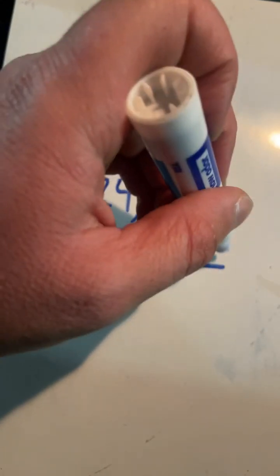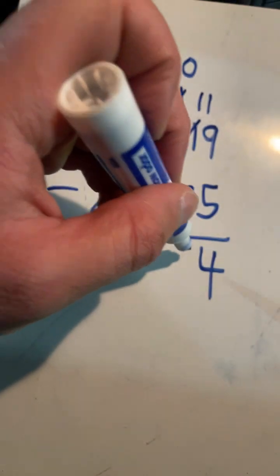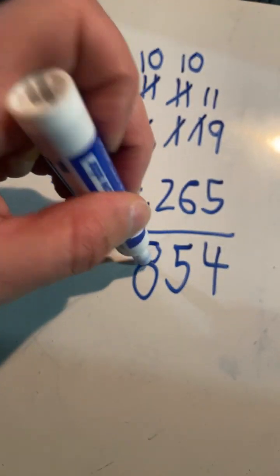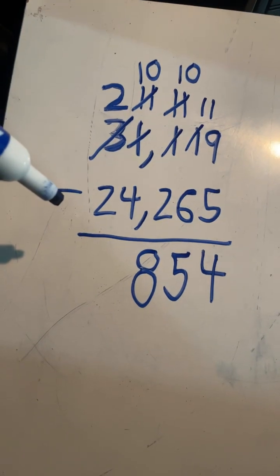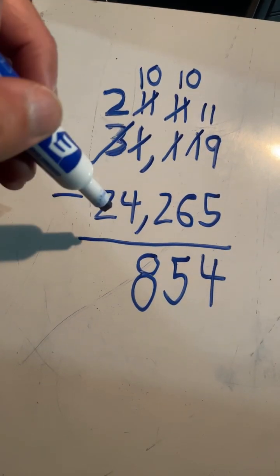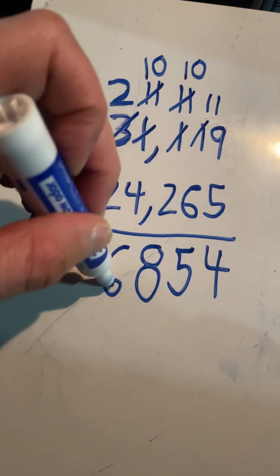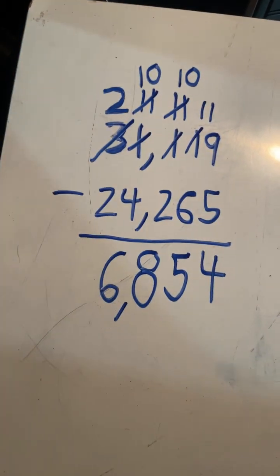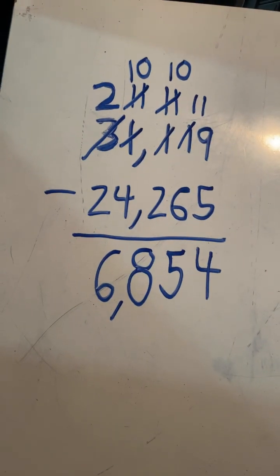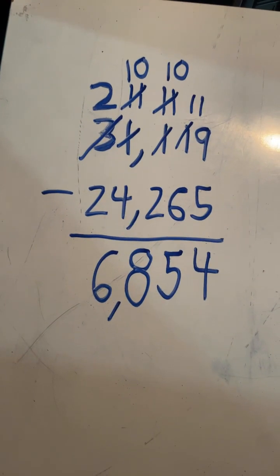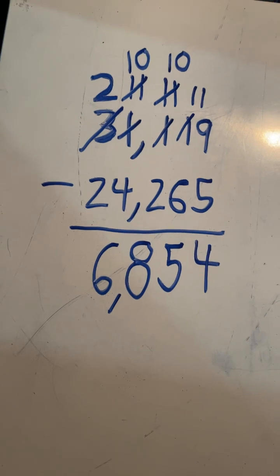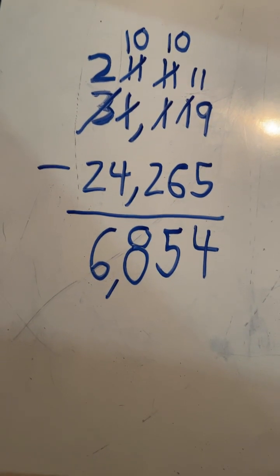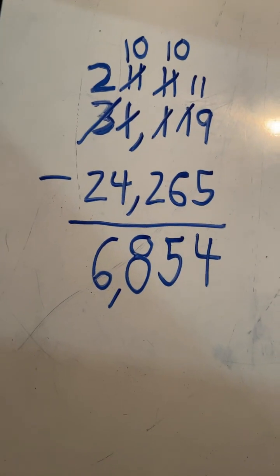Nine minus 5 equals 4. 11 minus 6 equals 5. 10 minus 2 equals 8. 10 minus 4 equals 6. 2 minus 2 equals 0. And we have our final answer. 31,119 minus 24,265 equals 6,854. That is my video for today.